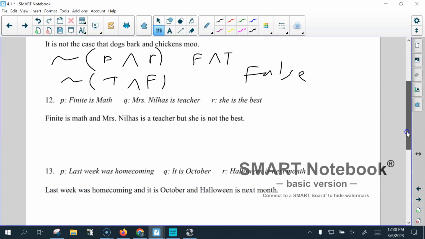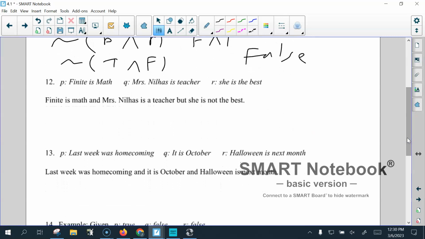All right, finite is math. Miss Neilhouse is a teacher. She is the best. So, finite is math, okay? That's our P. And remember, it's like making an A, which I keep making a mistake on. So it's A without the crossbar. Neilhouse is a teacher, so that's Q. But she is not the best. But is kind of like an and. So we're saying and she is not the best.